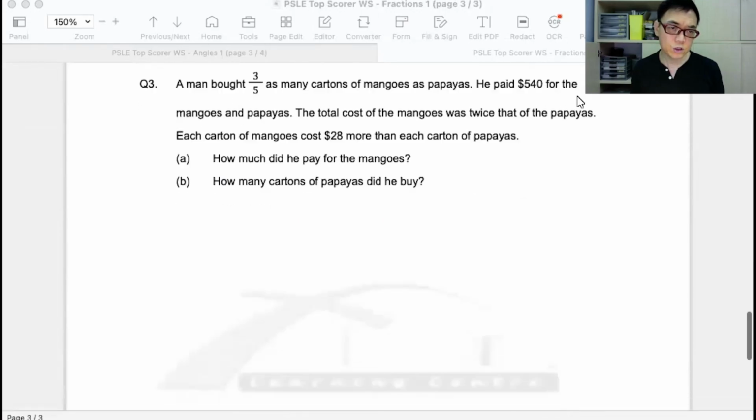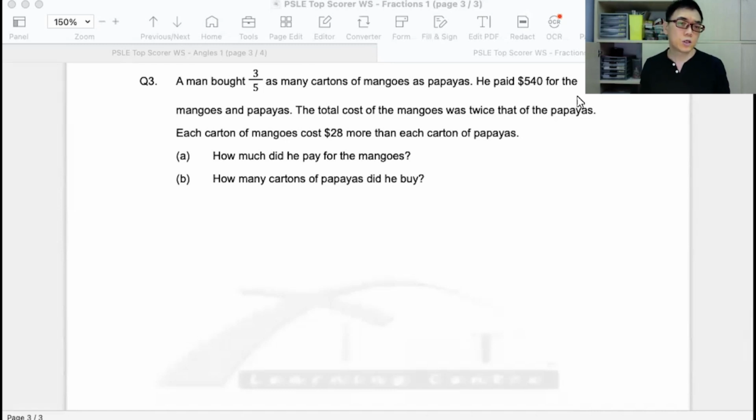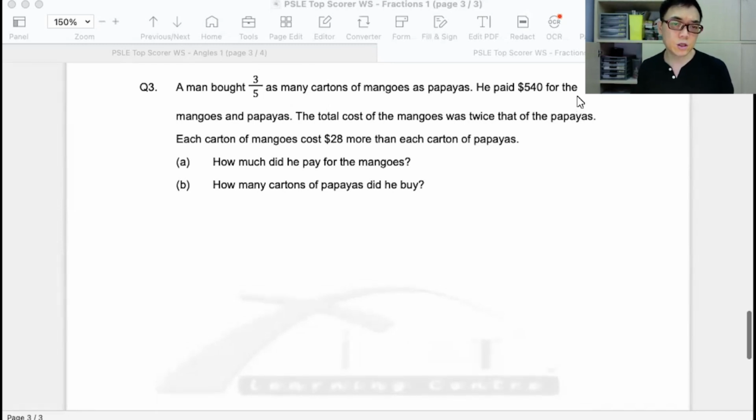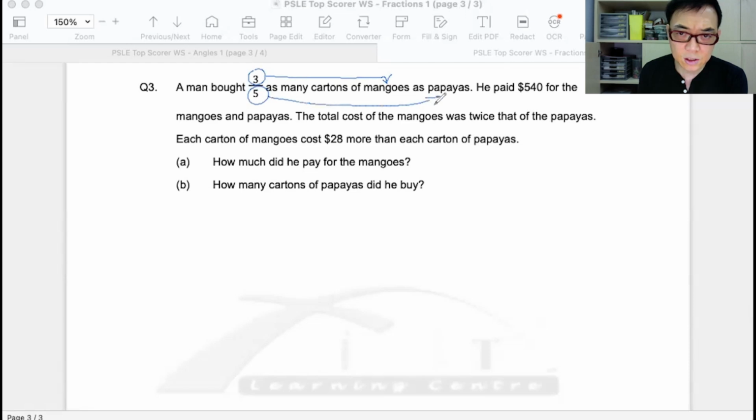Let's do this together. This is fractions 1, question 3. Tweet it, read to me the keywords. Tell me what is the 3, what is the 5. Go ahead. 3 is the papayas and 5 is the... So 3 is the cartons of papayas, 5 is the cartons of mangoes. Okay, it is not a papaya, it's cartons of papayas compared to mangoes.